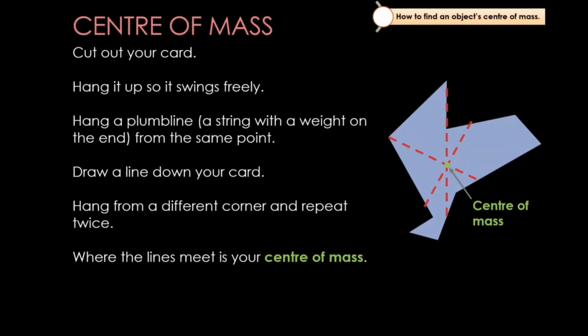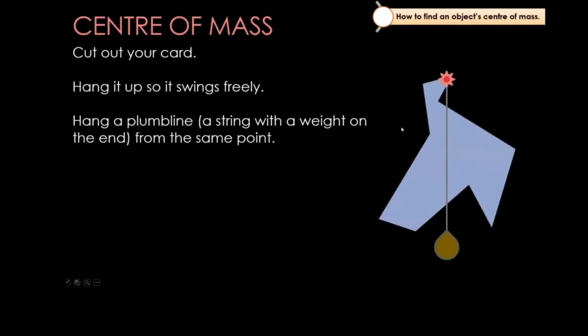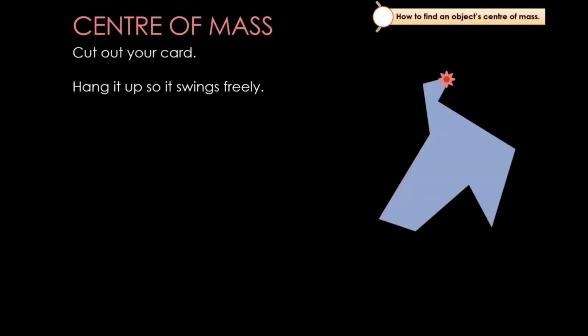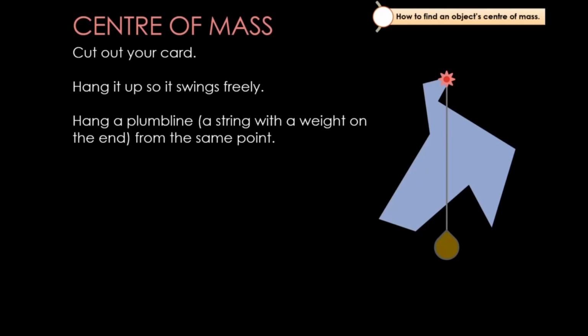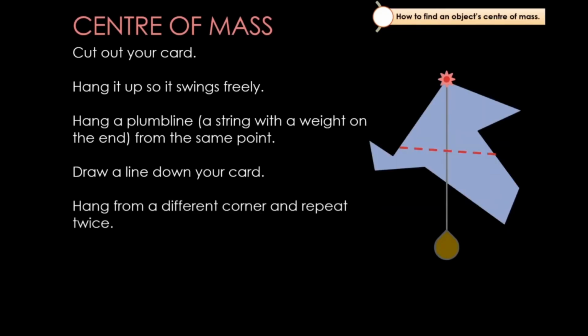Okay, so let's run through the method just one more time, just to make sure that we know what's going on. We cut out some card, we hang it up so that it swings nice and freely. We hang down our plumb line, which is that string with the weight on the end. Draw a line down. It's best to do that with a felt tip pen because you can touch the card or the paper really lightly and still leave a mark. Hang it up from a different corner and repeat the process.